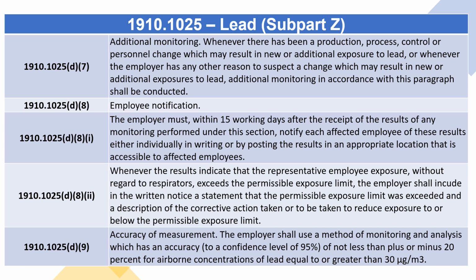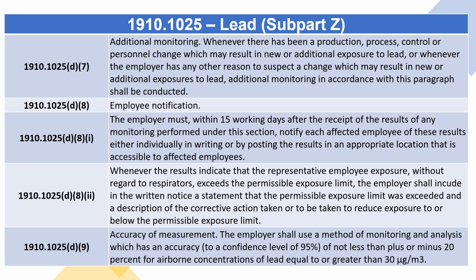1910.1025 D8. Employee notification. 1910.1025 D8 1. The employer must, within 15 working days after the receipt of the results of any monitoring performed under this section, notify each affected employee of these results either individually in writing or by posting the results in an appropriate location that is accessible to affected employees.